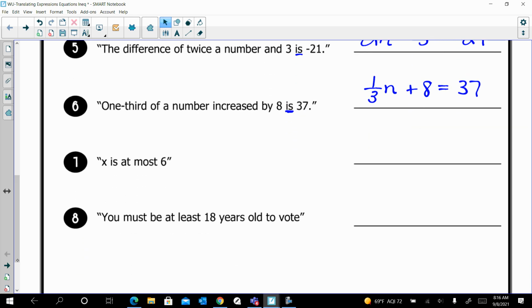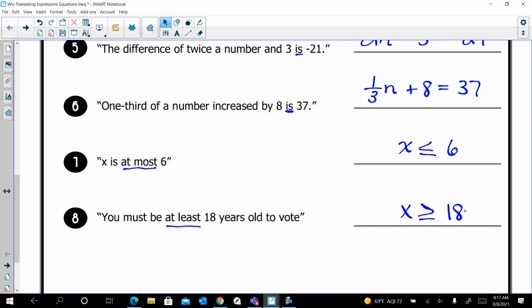7 and 8 are inequalities. If I see the word at most, that is the less than or equal to symbol. So x is at most 6, so x is less than or equal to 6. And then it says you must be at least 18 years old to vote. At least is the greater than or equal to symbol. So x or n is greater than or equal to 18. Okay, don't forget those words.